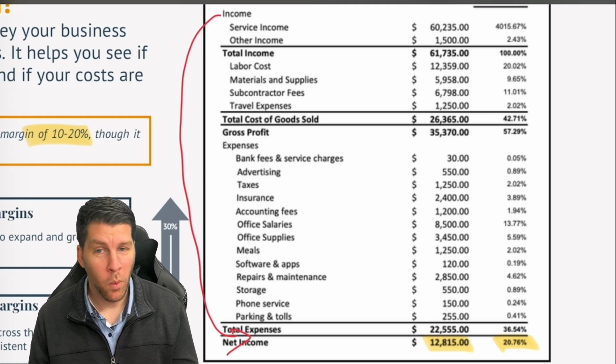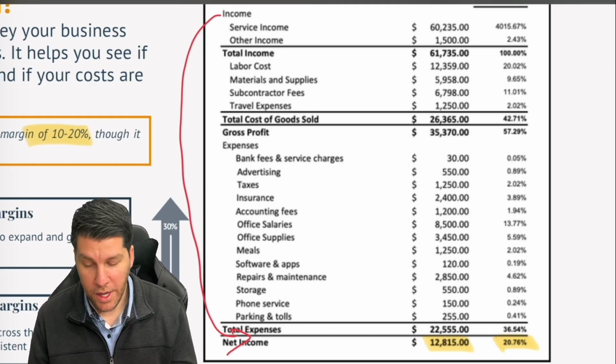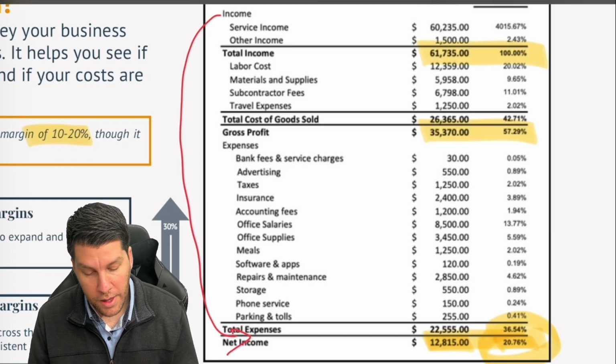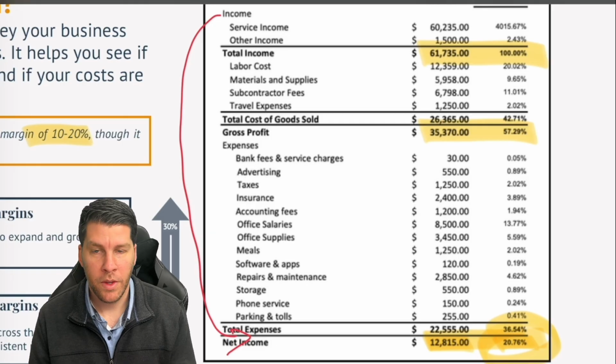If you're only going to look at one number, I would look at your net income profit percentage. That's what I would look at if you're just going to look at one number. Primarily, when I look at a profit and loss, I look at three numbers. That's going to be my total income, because I like to know that, my gross profit, and then my net income. So three to four numbers.